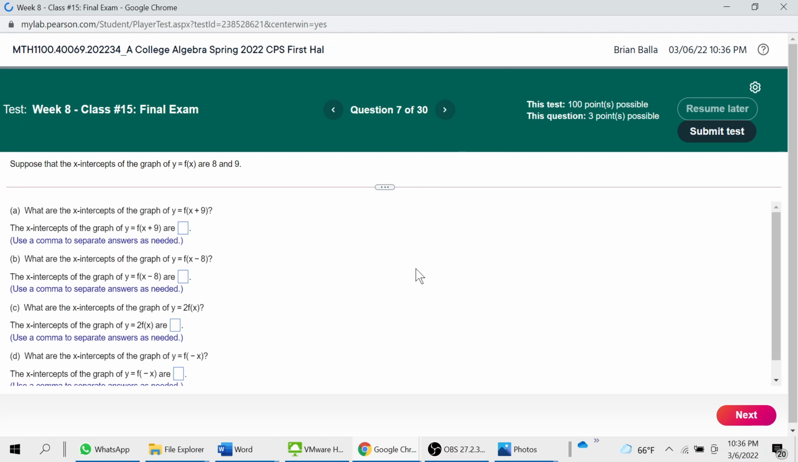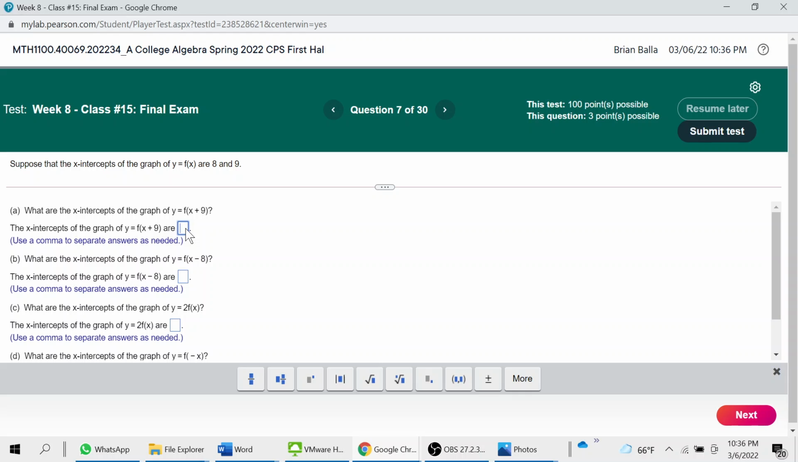Question 7. Suppose the x-intercepts of the graph are 8 and 9. Okay, x plus 9 means it shifts 9 units to the right. So therefore, 8 minus 9, those are the x-intercepts. 8 minus 9 is negative 1. 9 minus 9 is 0. This one shifts 8 units to the right. So 8 plus 8 is 16. 9 plus 8 is 17.